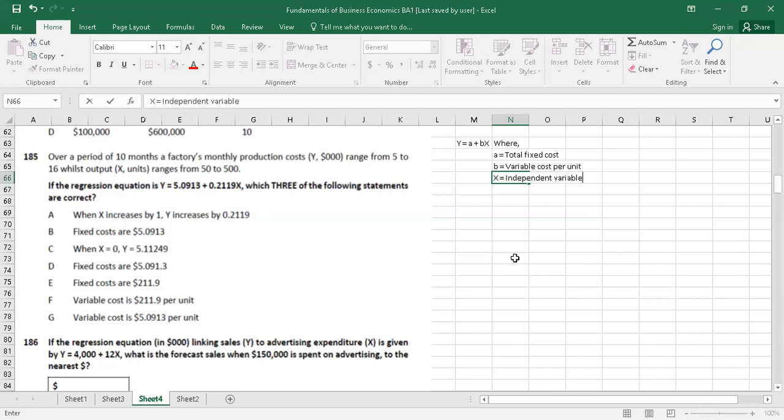Then fixed costs are 5.09. It is a repetition, no? Maybe this is a mistake here. Two decimals are there. Then fixed costs are 211.9. Variable costs are 211.9 per unit. Variable cost is 5.0913. So out of this, what do you think is correct? You just figure it out.